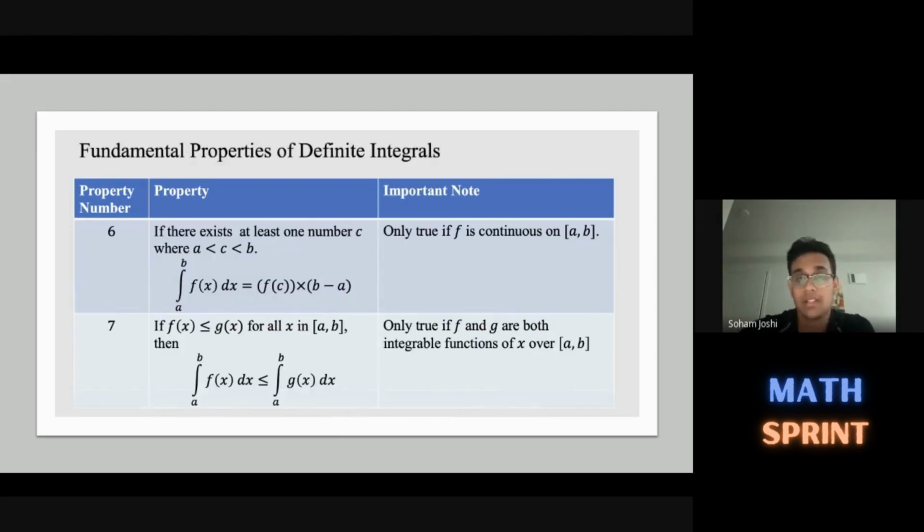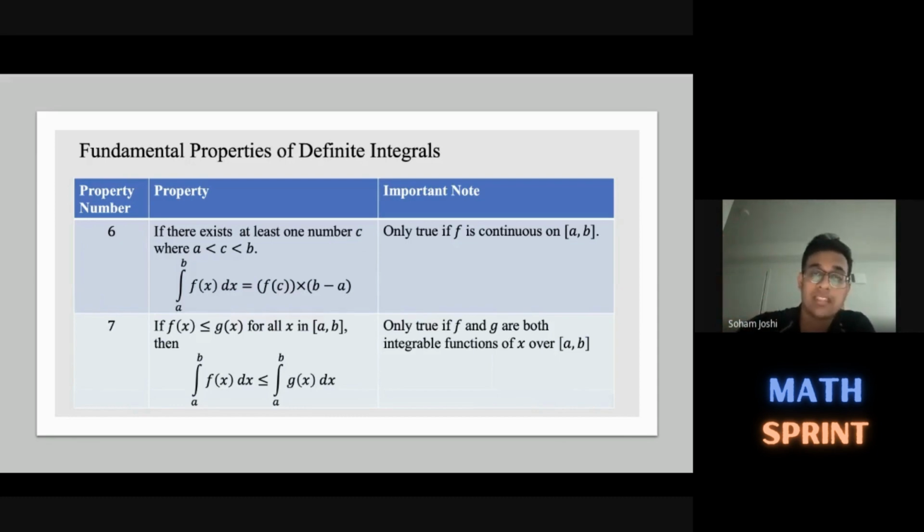All right, the sixth property. So geometrically speaking, the property implies that the area under any curve of any shape is equal to the area of some rectangle with a length of b minus a, that is the width is b minus a, and the height of the rectangle will be f of c, where c is just some specific value between a and b, which you have to figure out by calculation.